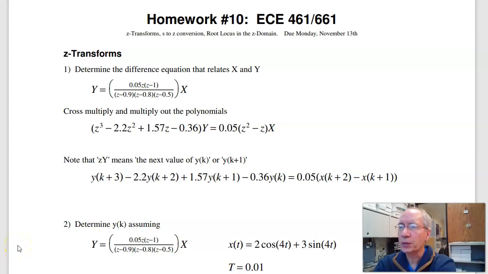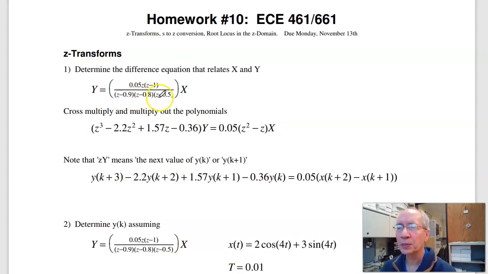Here are solutions to homework set number 10 for ECE 461 control systems. In this homework set, we're looking at z-transforms, converting from the s-plane to the z-plane, and root locus in the z-plane. Now, the first problem is, given a transfer function in z, what does it mean? Well, s means the differential equation, z means a difference equation.